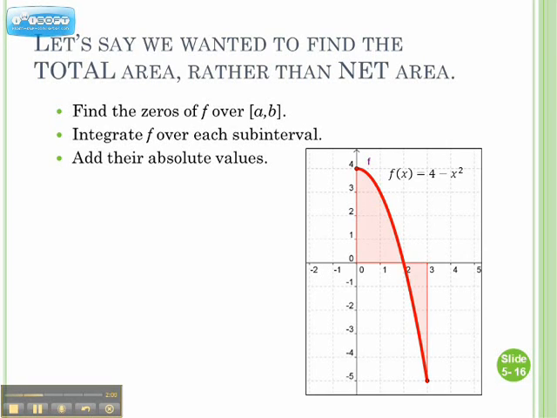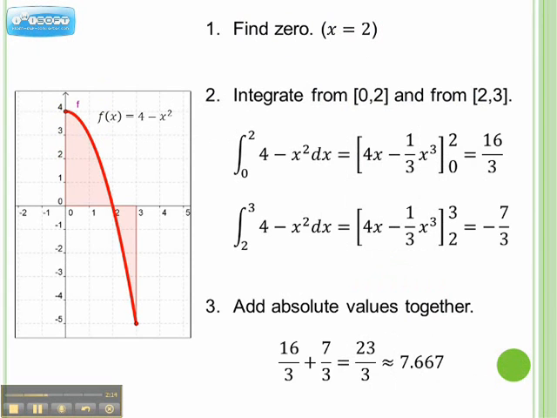Then we're going to integrate over those intervals of zeros. Some of those integrations will be negative if they are below. Some of them will be positive if they are above. We're going to take all of their absolute values and add them together. So here's the example I have here. We're going to find the 0 at x equals 2. And then we're going to integrate from 0 to 2 and from 2 to 3.